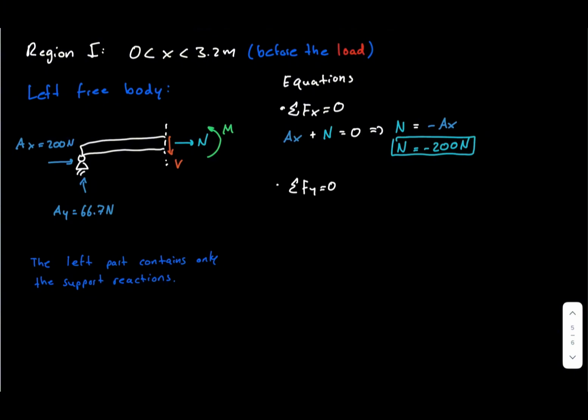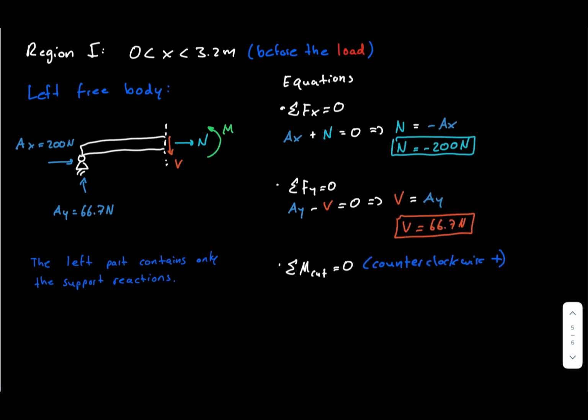Vertical equilibrium gives AY minus V equals 0, so V equals 66.7 Newton. Moment equilibrium about the cut gives M minus AY times X equals 0. Therefore, M equals 66.7 times X.